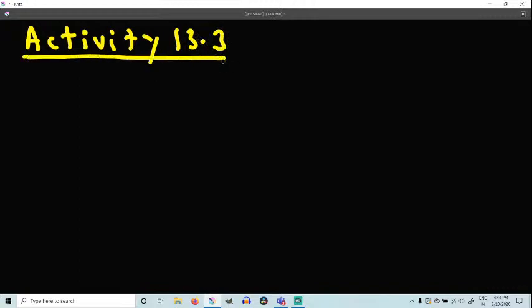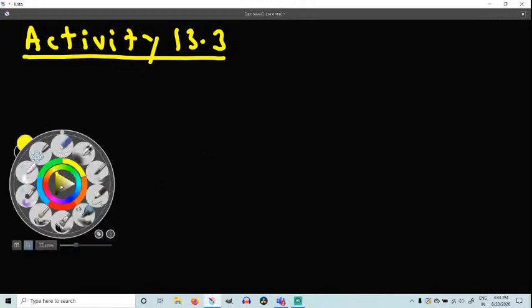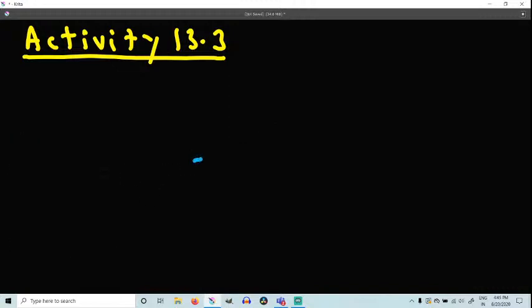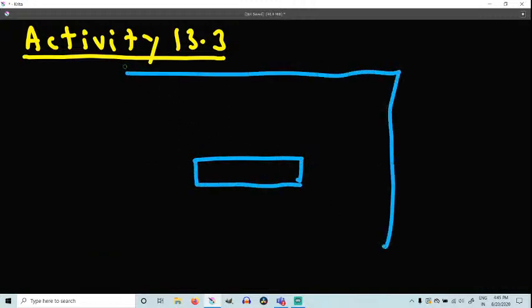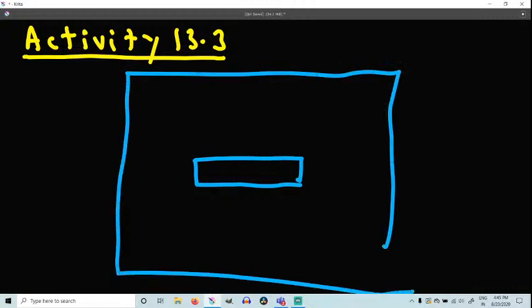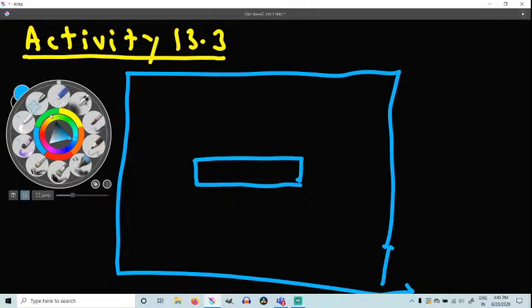So I take you to the next activity, which is activity 13.3. अब इस activity में क्या करना है? In this activity there's another method of finding the magnetic field lines. I take a bar magnet. Again, I put it on a sheet of paper. So this is my sheet of paper, and I have put the bar magnet. I draw the outline of the bar magnet, and then I take a compass.